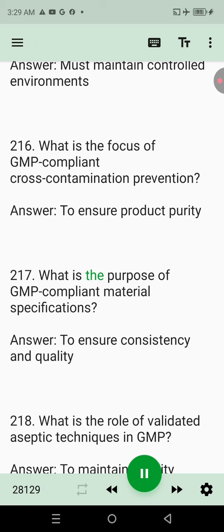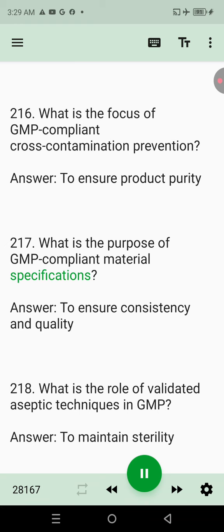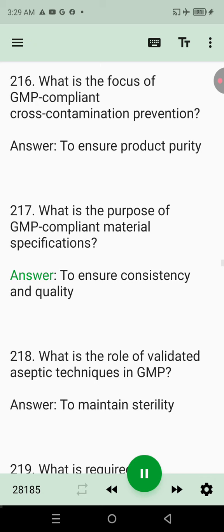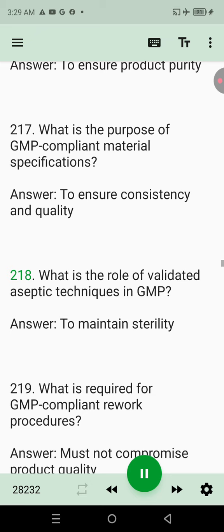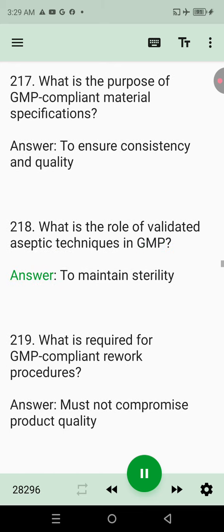217. What is the purpose of GMP-compliant material specifications? Answer: to ensure consistency and quality. 218. What is the role of validated aseptic techniques in GMP? Answer: to maintain sterility.